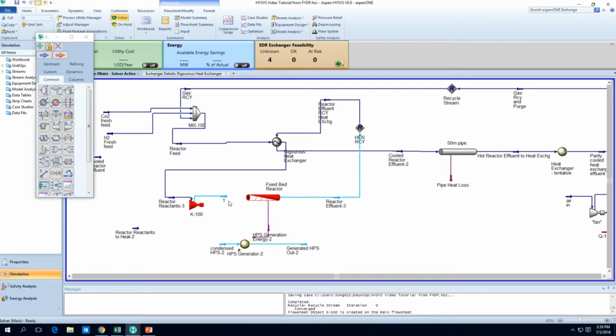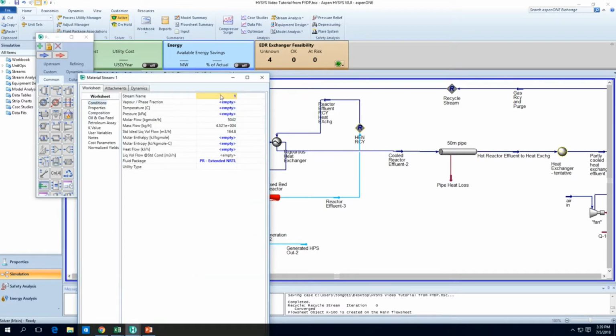Alright, so let's just get this preheat reactor feed. I'll just call it reactor feed, pressurized and heated. And the pressure should be 80, thereabout.